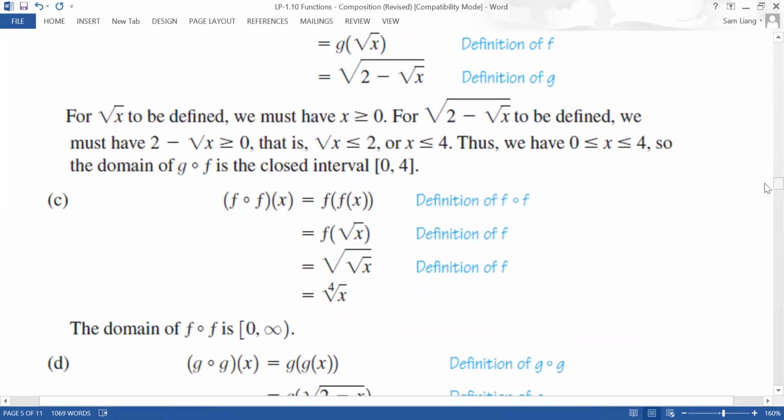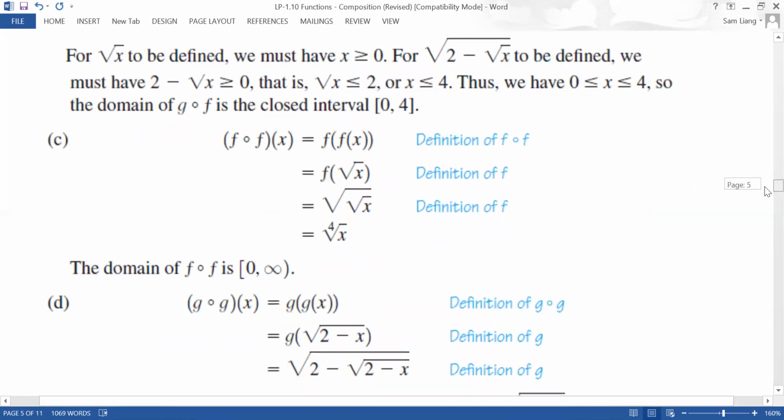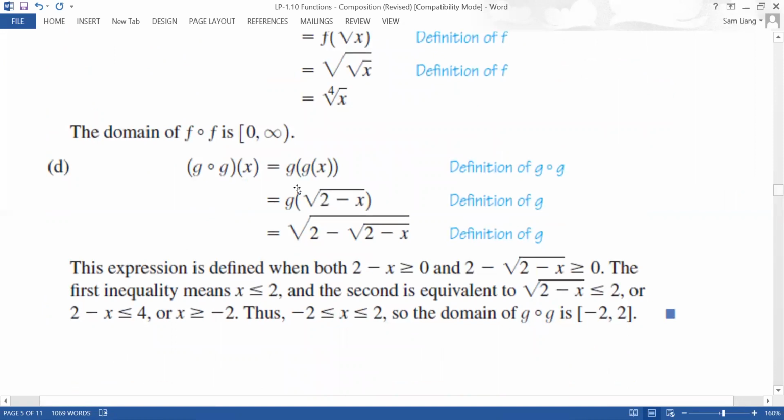All right, and then lastly, part D. So g composed with g. G of x is the square root of 2 minus x, and then if we apply this again, so we plug this in to this function. So just take this part, right? This part, and then plug it into itself.